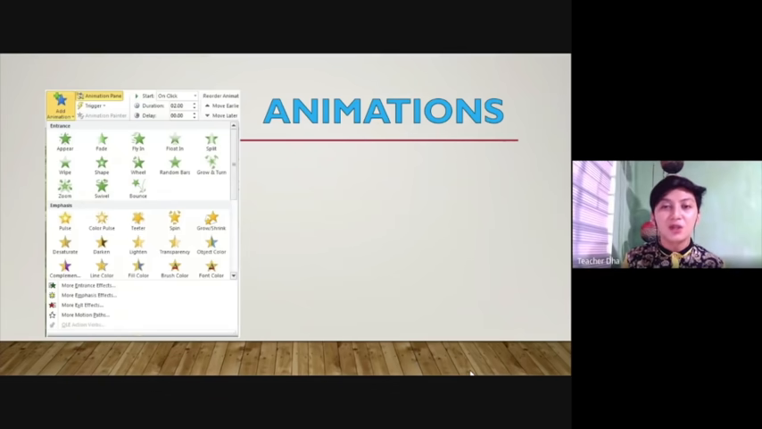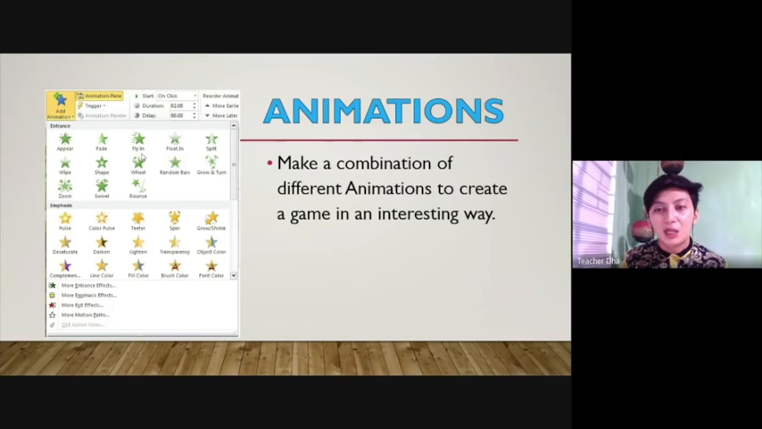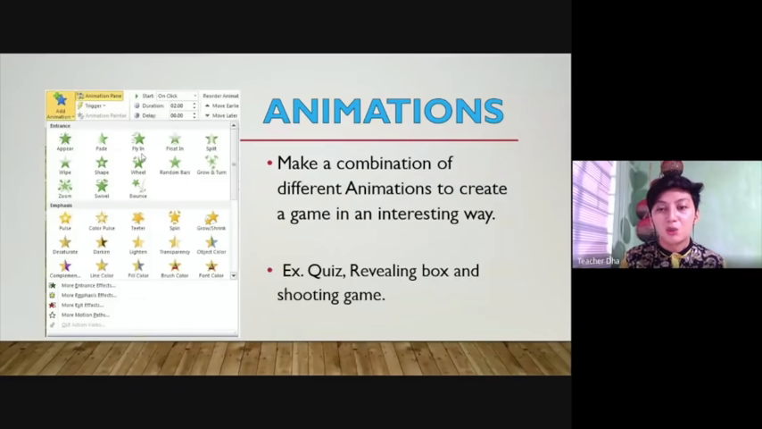Okay, so let us first tackle animation. So you are already familiar with the animation pane or the animation part in the PowerPoint presentation. You can see there in your animation, there's a lot of entrance, emphasis, exit, or motion paths. So there are different types of animation. So you can make use of it to make your PowerPoint very interactive. So make a combination of different animations to create a game in an interesting way. So not just one, you can do combination as well. For example, you can make a quiz or something like a revealing box and shooting game.